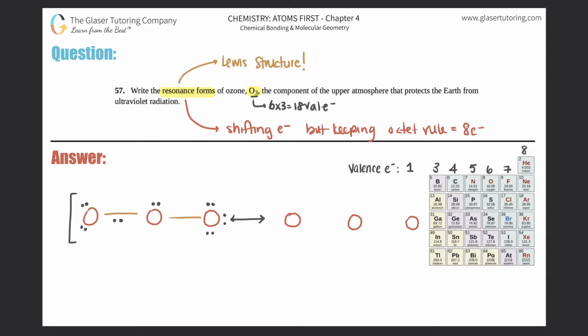So now we're over here, right? Where could this lone pair go? Well, it could either go here, or it could go to the oxygen all the way at the left. If it goes to the oxygen on the left, this oxygen is still going to have the octet rule. 2, 4, 6, 8 electrons. So that's following the octet rule.